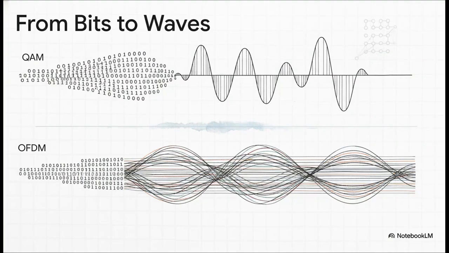Now we have to actually send this data through the air as waves. And you learned about some incredible techniques here. There's QAM, which is like this super clever way of packing more information into each and every signal. And then there's OFDM, which is just brilliant. It splits the data across thousands of little lanes like a giant data superhighway. It's the reason your Wi-Fi is so robust even in a crowded area.